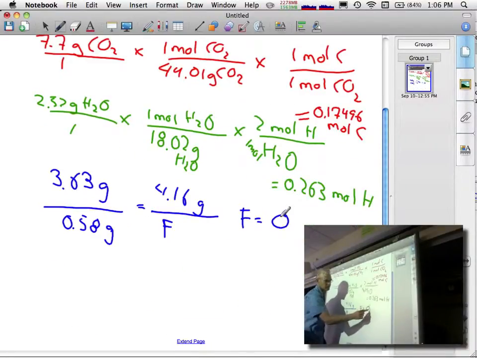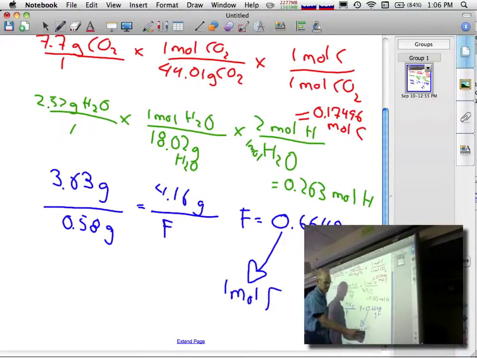0.66. Kyle, go. I did it in my head. 0.664868. Yeah, that's what I got there. Okay, great, that's good enough. So this is grams of fluorine. So then, what we need to do is turn this into moles of fluorine.